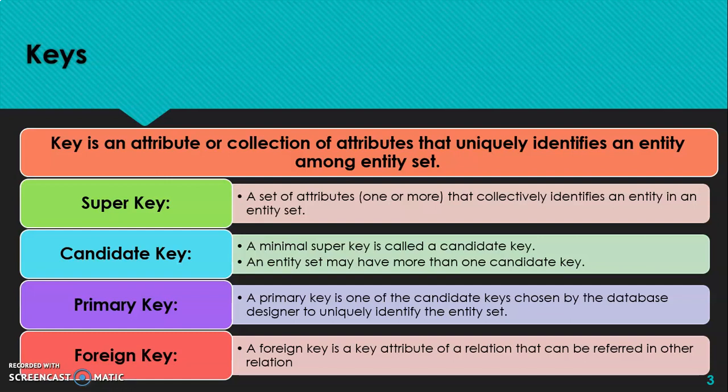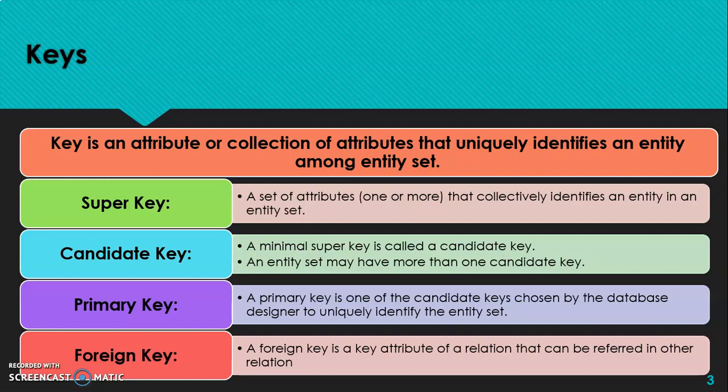Now generally there are four types of keys. First is the super key. It is a set of attributes, it can be one or more, that collectively identifies an entity in an entity set. Next is the candidate key. A candidate key is a minimal super key. An entity set may have more than one candidate key.